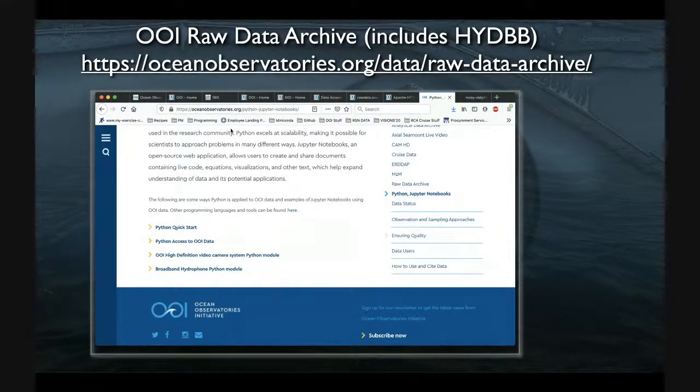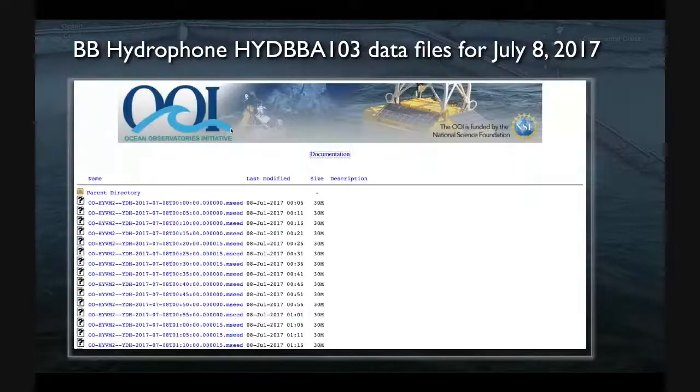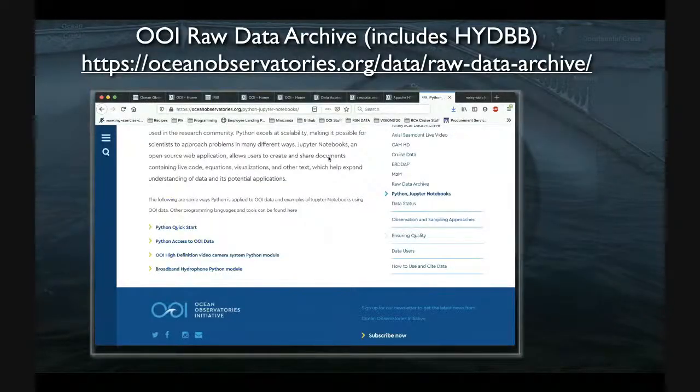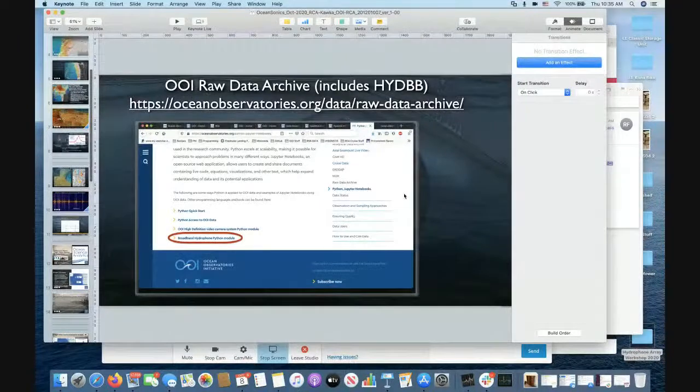I also want to say that if you go back, and click on the documentation location here, you'll go back to the raw data archive. In there, if you dig down a little bit, you'll get to a point where you see Jupyter notebooks. If you select the broadband hydrophone Python module, it'll show you examples of code that you can use to translate the mseed format into a usable format and create spectrograms of the hydrophone data. At this time, I'm going to pass you on to Mike Harrington.